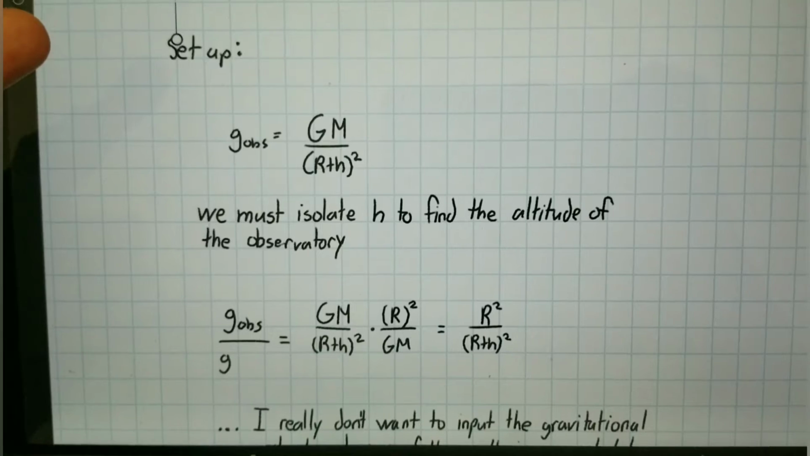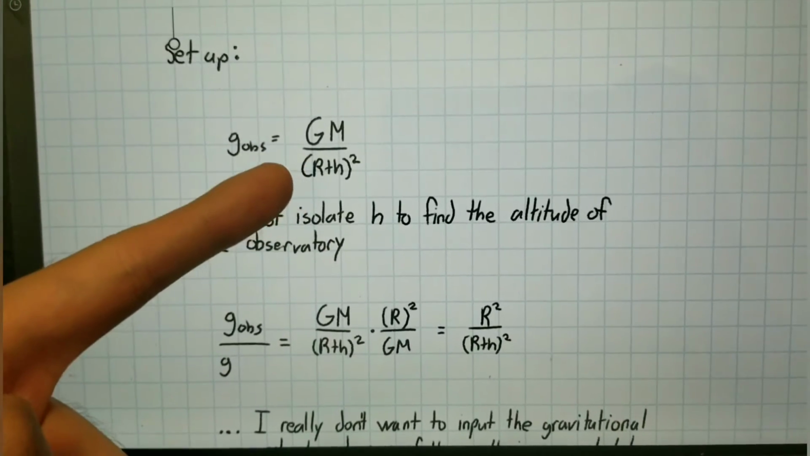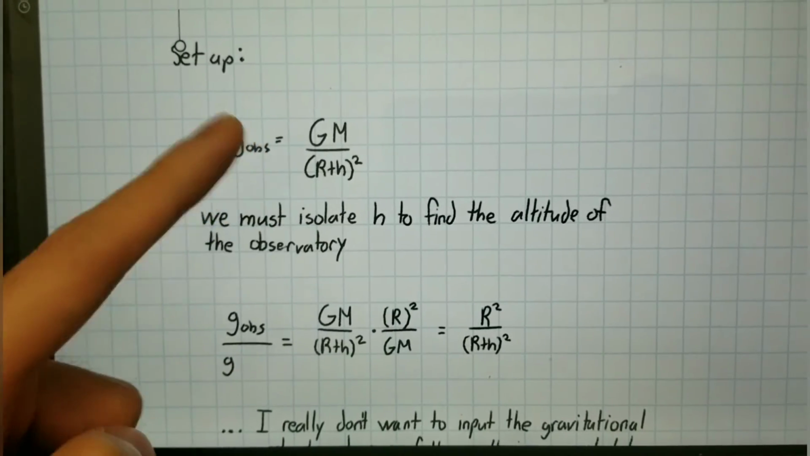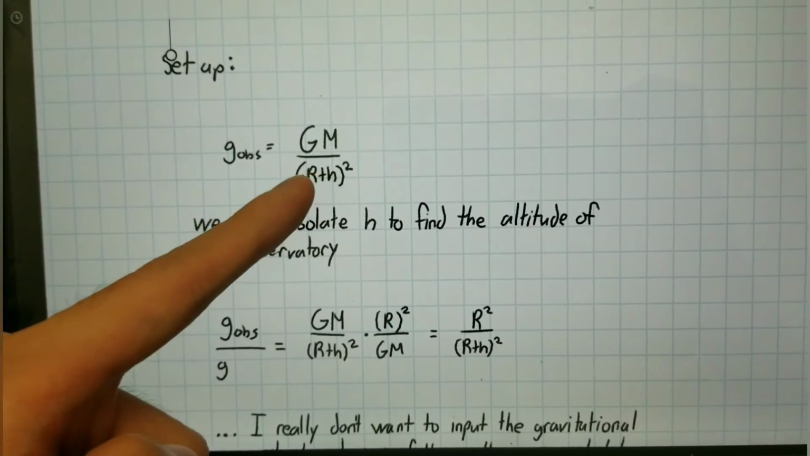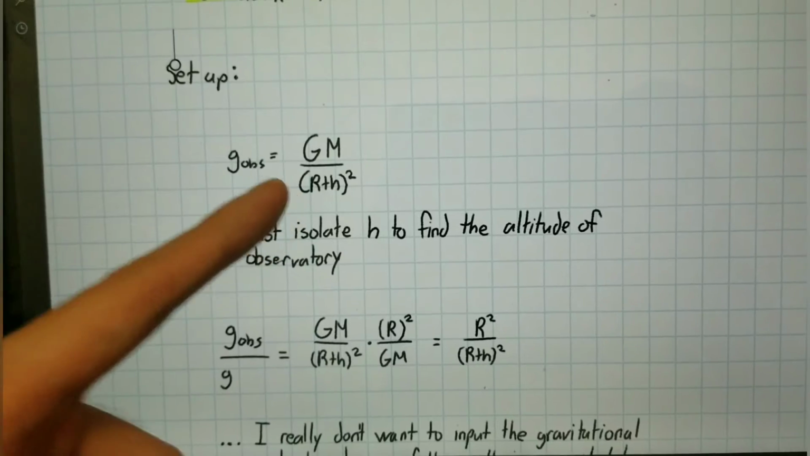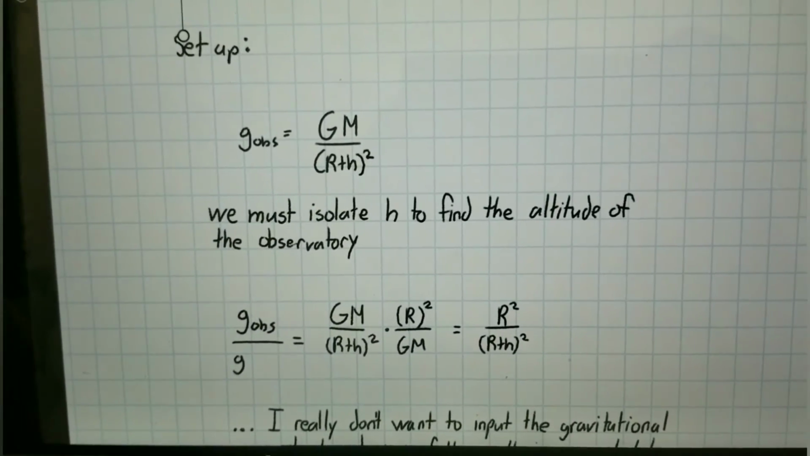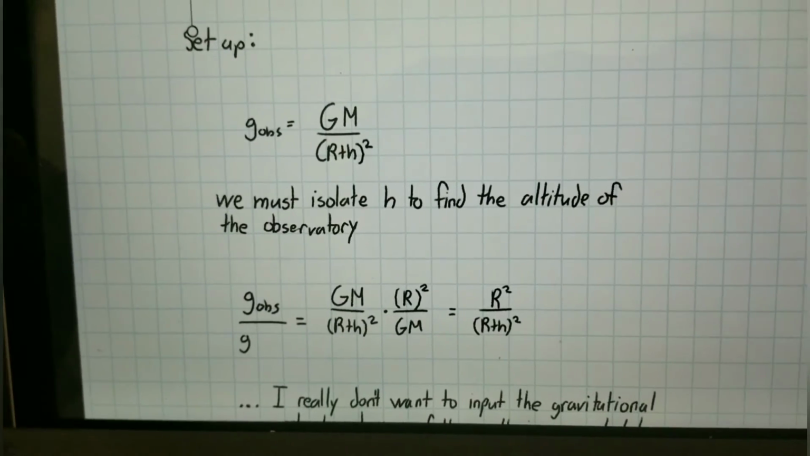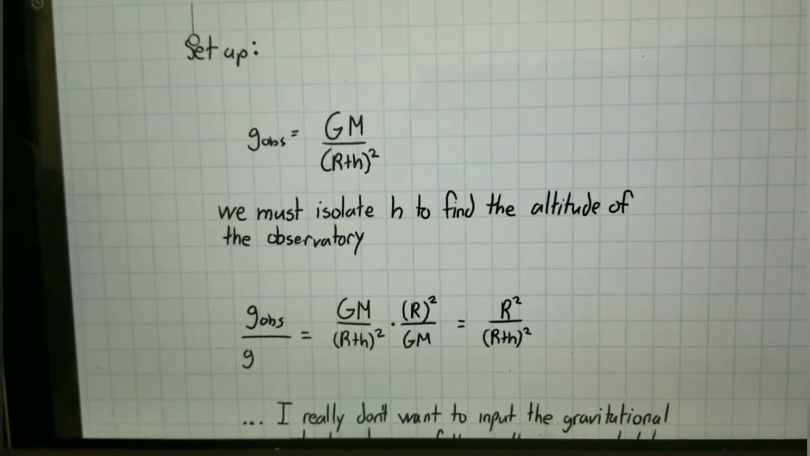In my first attempt at the problem, I thought I could just find the h of the observatory by plugging in all the values I knew and getting values like the mass of the Earth, the gravitational constant, and the radius from Google, as everybody does. But that turned into a whole mess with the calculator, so I thought of a new way.